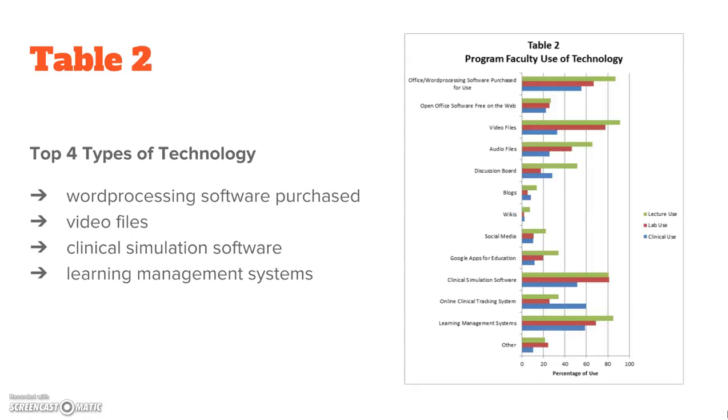Now, table 2 looks at program faculty use of technology, and you'll see the top 4 are the same. The word processing software that was purchased, video files, clinical simulation software, and learning management systems. So you can see here that it pretty much matches up. They're using things more in lecture than lab than clinical. You can see that for each one of these. So they are color coded. And again, wikis and blogs used the least.